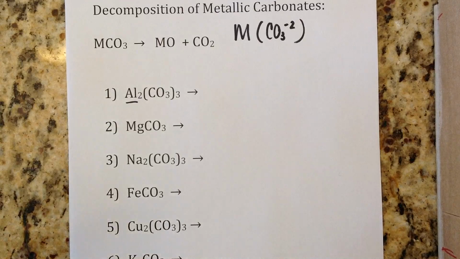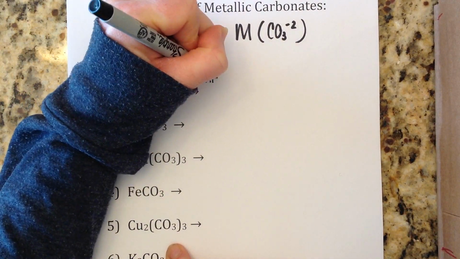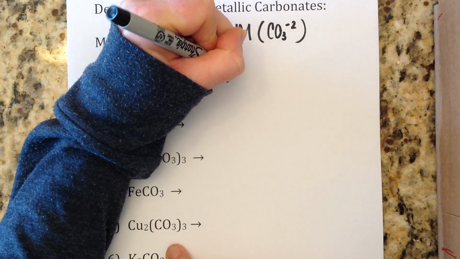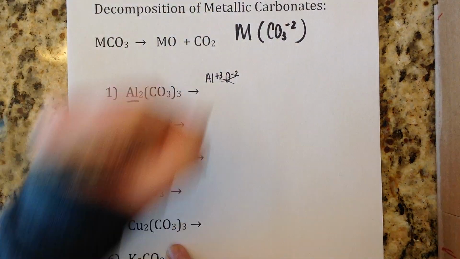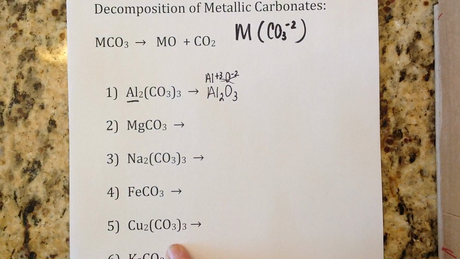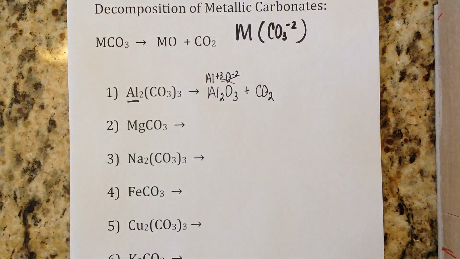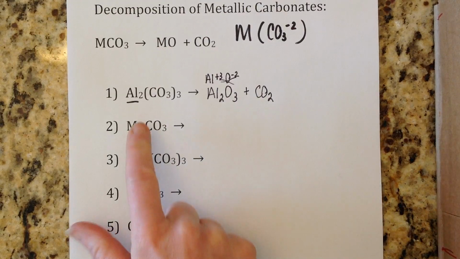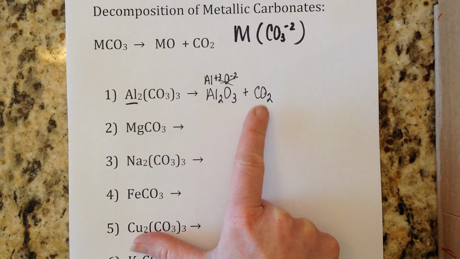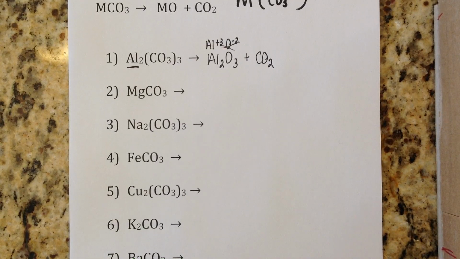So I'm going to do my scratch work. I'm switching to a smaller marker here, and I'll do my scratch work above. So I'm going to crisscross aluminum, which has a +3 charge, with oxygen, which has a -2. When you crisscross those, you get Al2O3, and then you add CO2 because that is what the rule tells you to do. So when aluminum carbonate decomposes, you get aluminum oxide and carbon dioxide. Let's look at the next one.